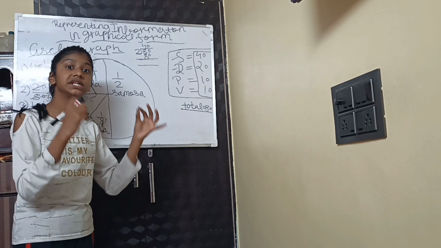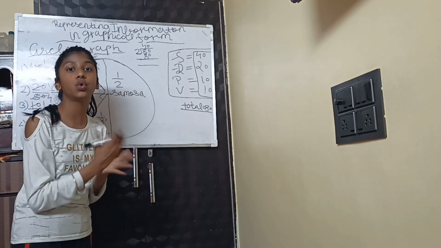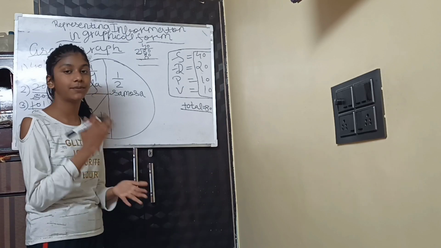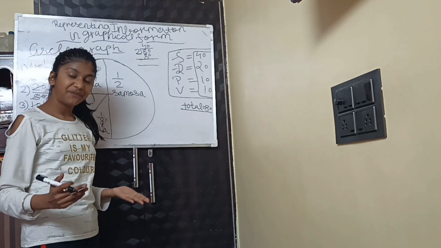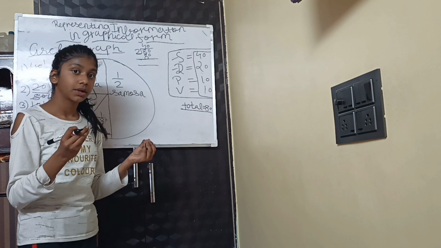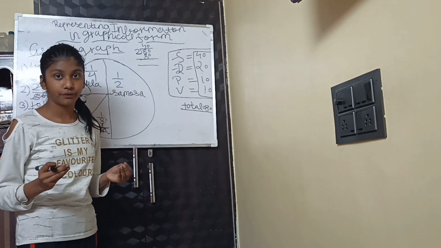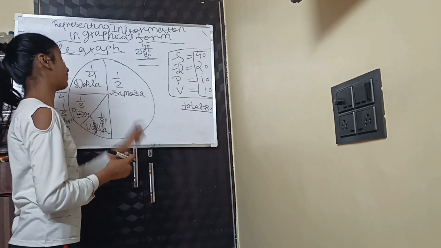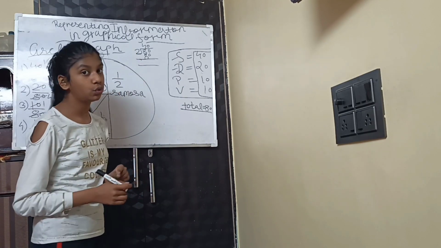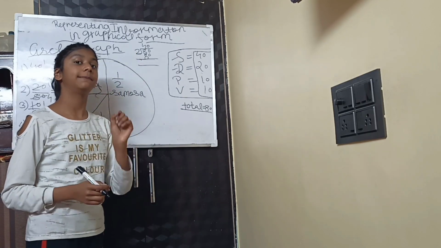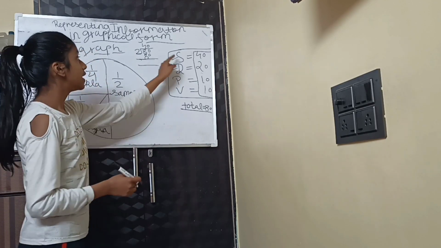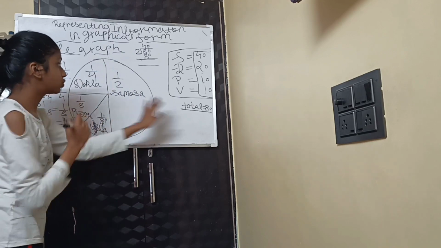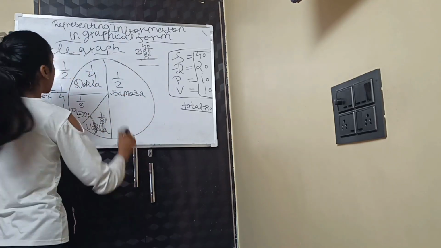The third step is to take out the half of the total. Half of the total means half of 80. If you want to take out any number's half, we divide it by 2. So when we divide 80 by 2, we get the answer as 40. That means 40 is half of 80, and this whole circle was 80.